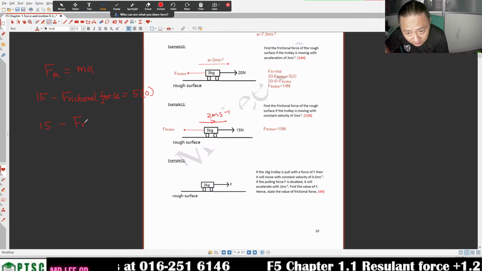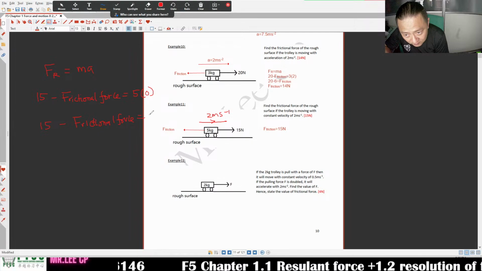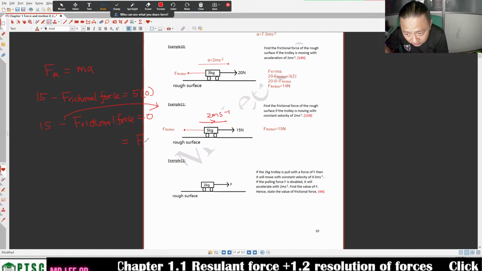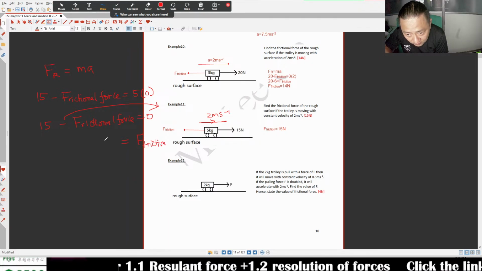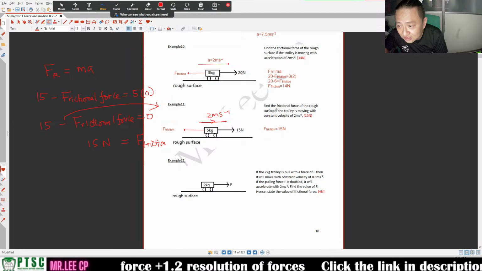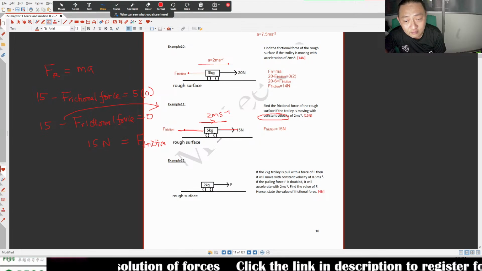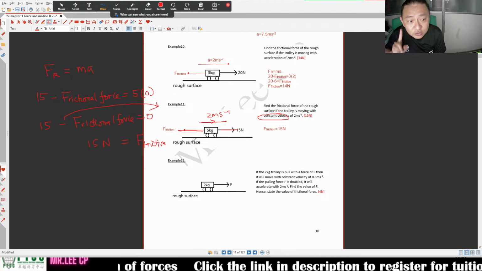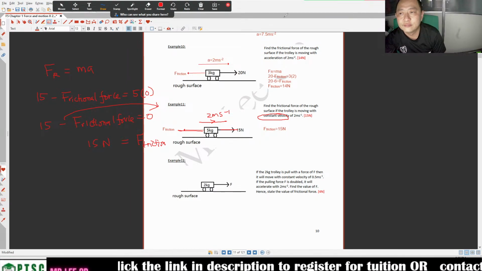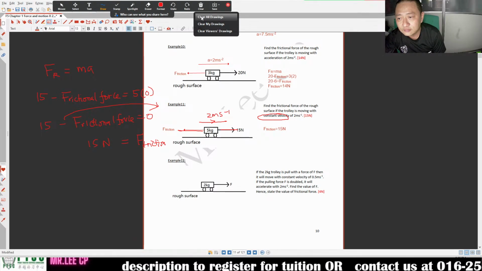Frictional force. You bring the negative frictional force to here, it becomes positive frictional force. Frictional force is 15 Newton. That's why next time you no need to see. When you see the words constant velocity, don't care. Left and right will be the same. Constant velocity means equilibrium. Equilibrium means left and right are the same. Okay. Left and right will be the same.